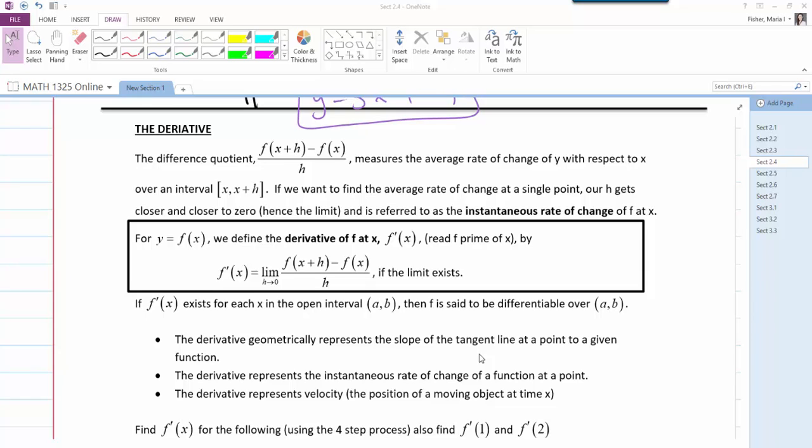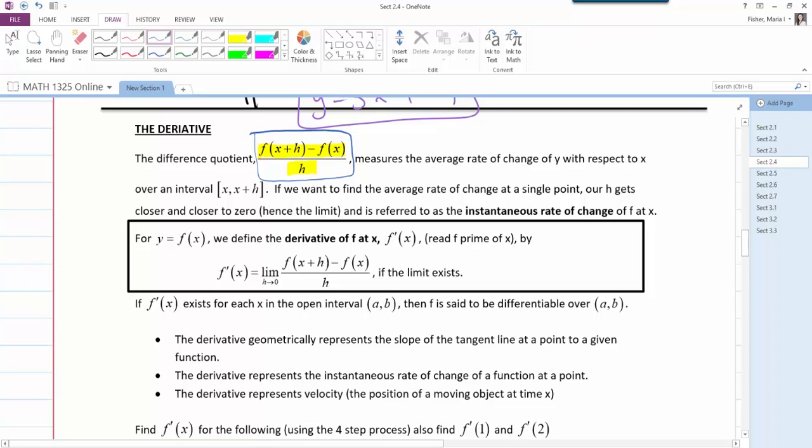Okay, now let's look at the derivative. If we're given the difference quotient, which you may have seen before in a math class, f of x plus h minus f of x all over h, that measures the average rate of change of y with respect to x over some interval from x to x plus h. So this measures the average rate of change. We heard that before. The average rate of change was the slope of the secant line.